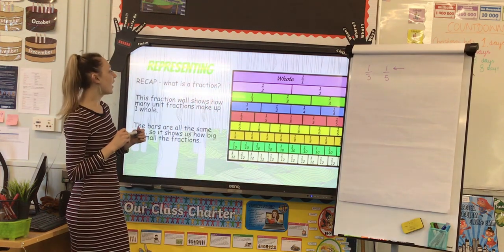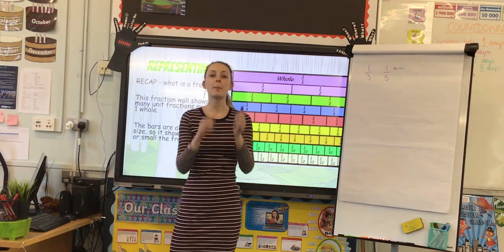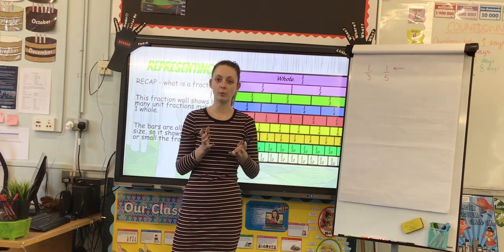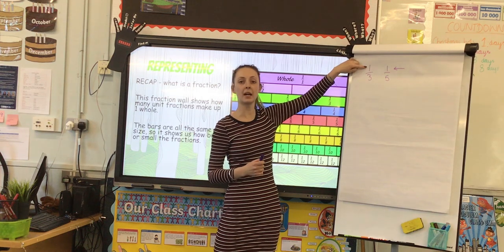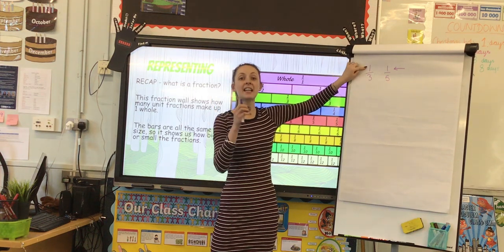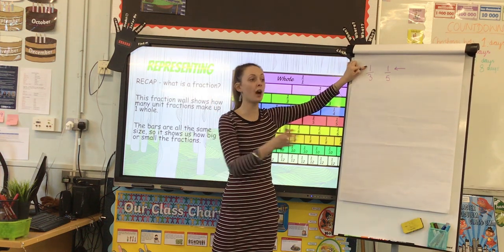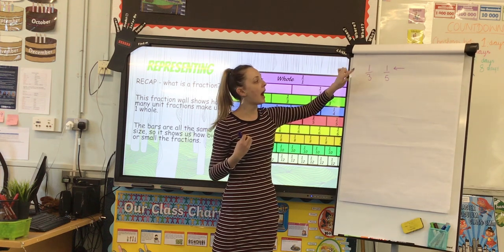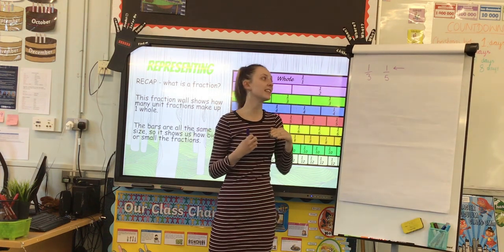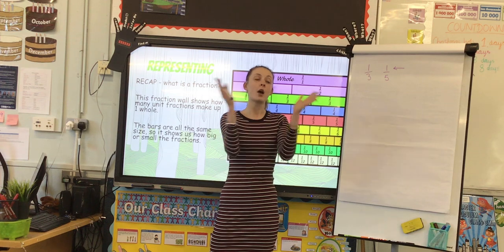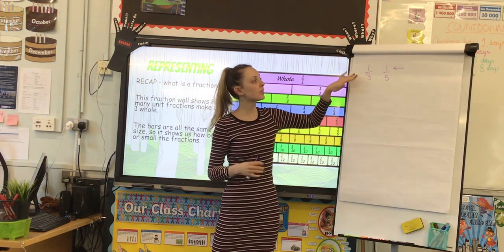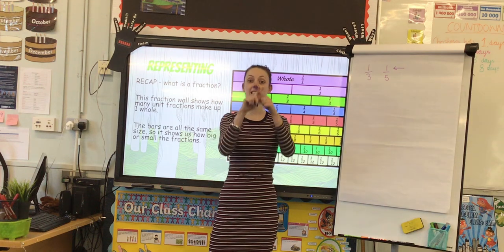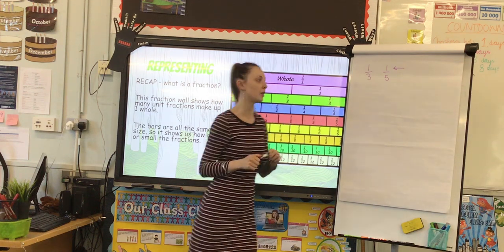So, a fraction shows the parts of a whole. So it's made up of your numerator, the top number, that shows how many of those parts we're looking at or have taken away. And then the denominator is the bottom number, and that tells me how many parts come together to make a whole. So the numerator and the denominator, unless it's a whole amount, usually are very different numbers.